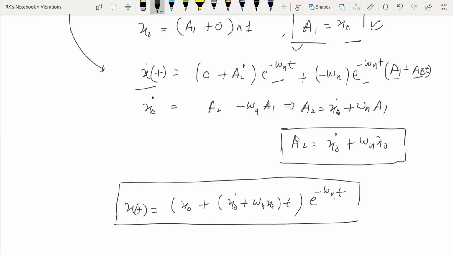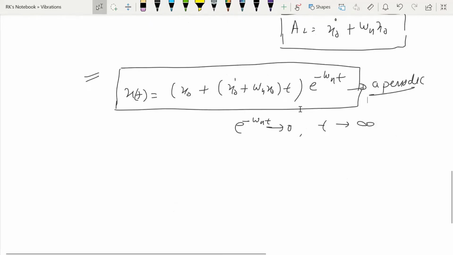So now from this equation we can observe this is an aperiodic solution, or we can say this equation represents an aperiodic solution, right? Because e raised to power minus omega n t tends to 0 as t tends to infinity. So if this tends to 0, then we can say this solution is an aperiodic solution. So this represents an aperiodic motion.